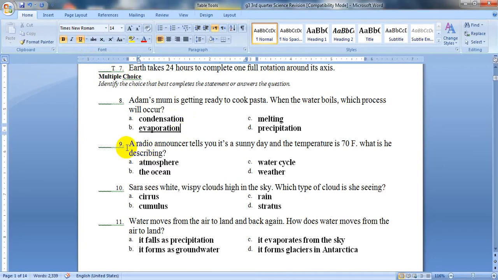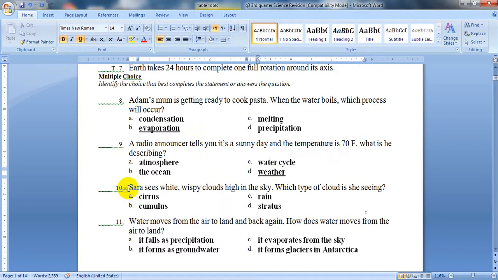Question number 9. A radio announcer tells you it's a sunny day and the temperature is 70 degrees Fahrenheit. What is he describing? When we are talking about the weather and the measure of temperature, what does it mean? Does it mean the atmosphere, the ocean, the water cycle, or weather? Of course, it's the weather. Here, he is describing weather.